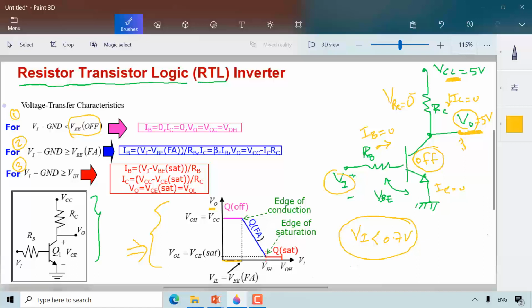The x-axis is showing the input voltage. As long as the input voltage is less than 0.7, the voltage of the output is equal to the power supply. And notice that he's showing that the Q is off. What is the Q? Well, it is the name of this transistor. This transistor, we will call it Q, and its state is cut off.